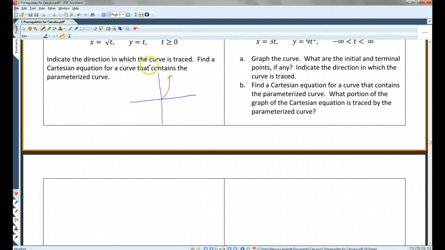Find a Cartesian equation for the curve that contains the parameterized curve. I forgot to draw my little arrows. There we go. Okay. The direction of the curve goes to the upper right. Just write that.